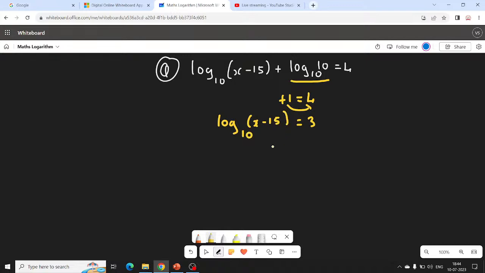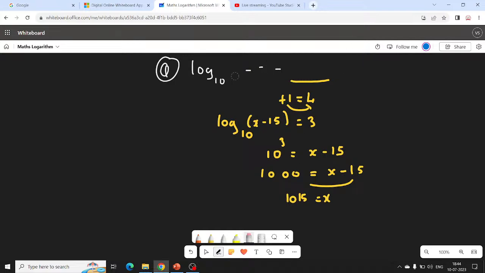Now write it in exponential form. This becomes 10 to the power of 3 is equal to what? x minus 15. What is 10 to the power of 3? 1000 is equal to what? x minus 15. This minus 15 goes here. What happens? 1015 is equal to x is the answer. So what is the value? 1015. Ready? Take down next question. Quick.